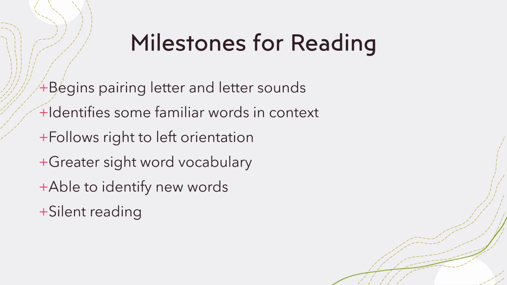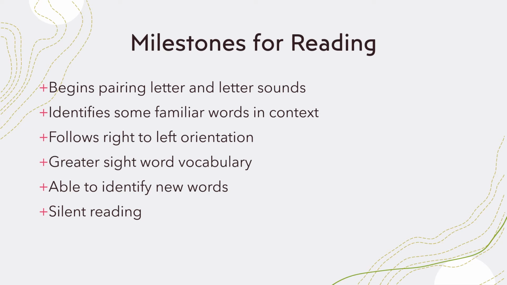The final milestones that we will be looking at in this PowerPoint are those in regards to reading. This starts with they begin to pair letters and letter sounds and identifying some familiar words and contexts, both while being read to and trying to read themselves, and this develops anywhere from 2 years to 6 years old. Followed by these developments, they then learn to follow the left to right orientation, and this typically develops around 4 years old.